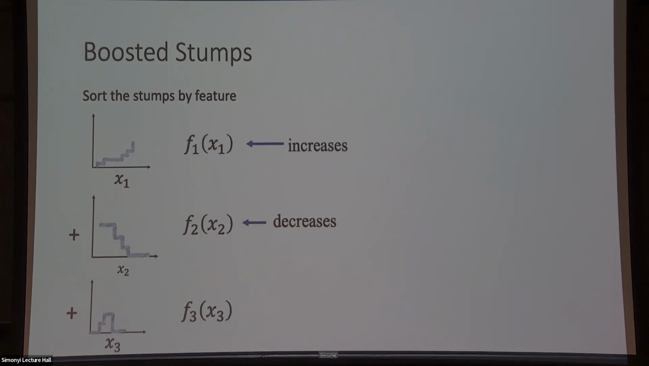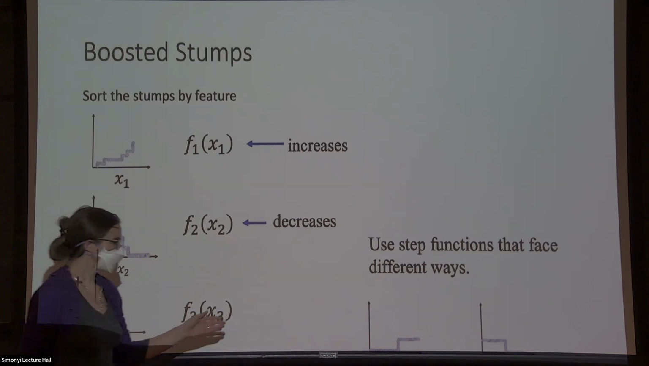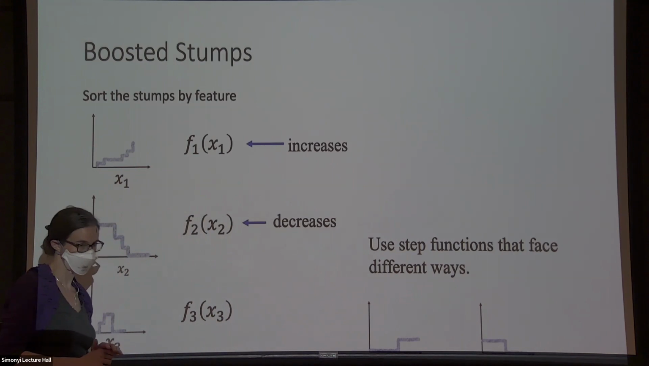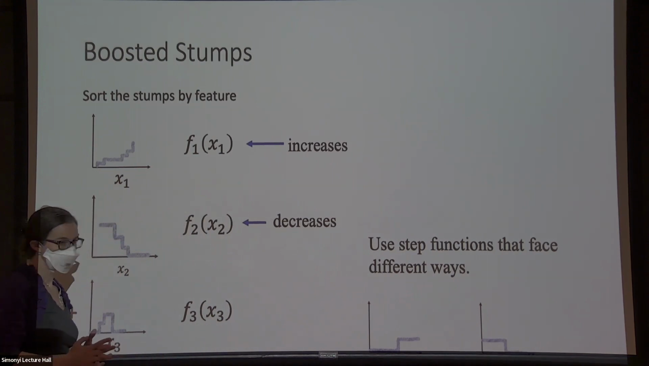So these are my component functions there. You can force it to use step functions that face different ways. And if you're using standard algorithms, it's really easy to force these steps to face different ways if you want the functions to be either increasing or decreasing. So how are you choosing how many iterations you need? I'm going to do it until it converges.